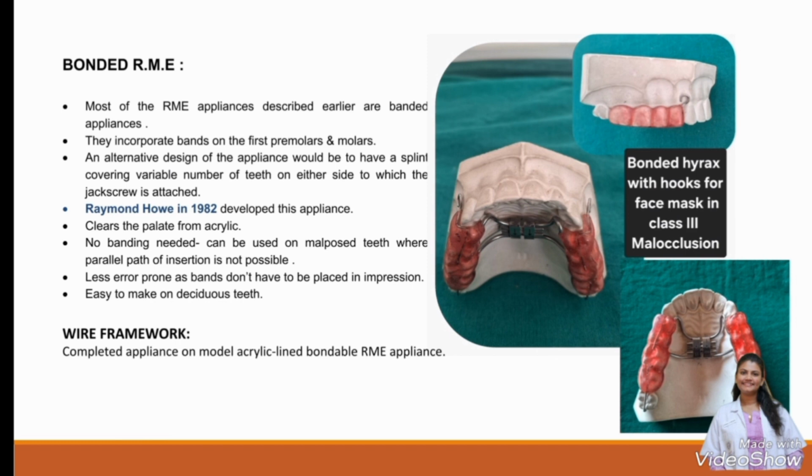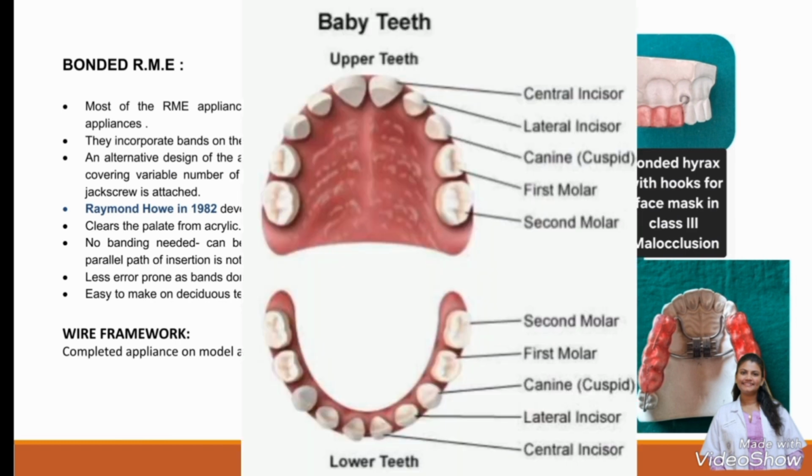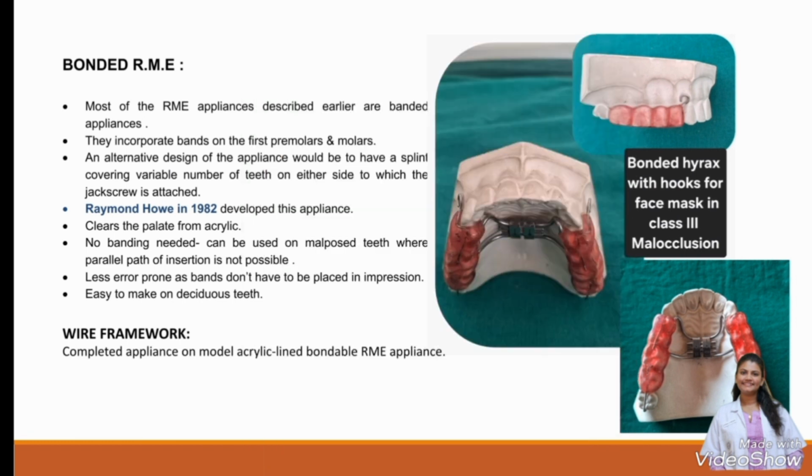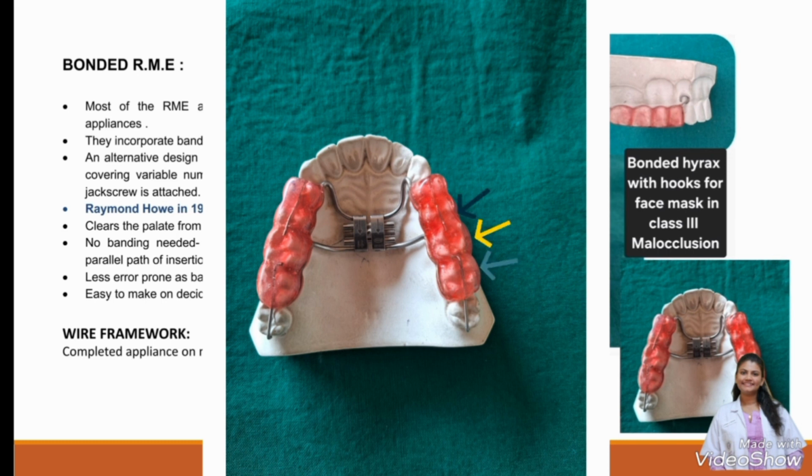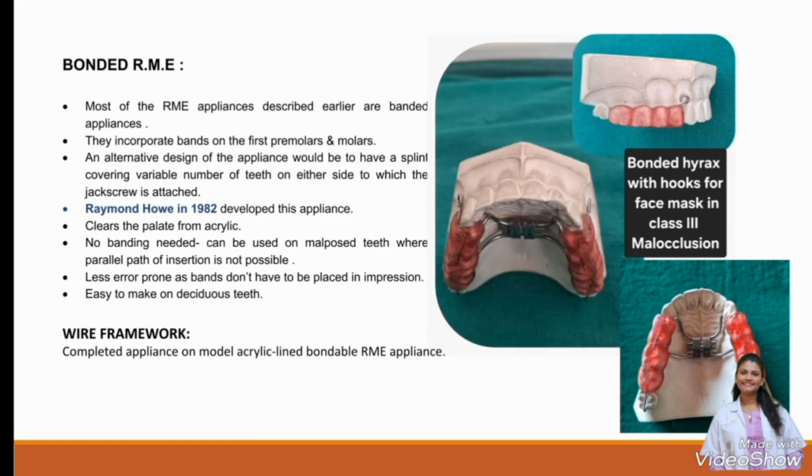No banding needed. It can also be used on malposed teeth where a parallel path of insertion is not possible. Less prone to error, as bands don't have to be placed in the impression. Easy to make on deciduous teeth and in the mixed dentition period. Here we can use cast cap splints and acrylic splints. It also limits the extrusion of molars and improves overbite control. Mostly used is the bonded Hyrax.